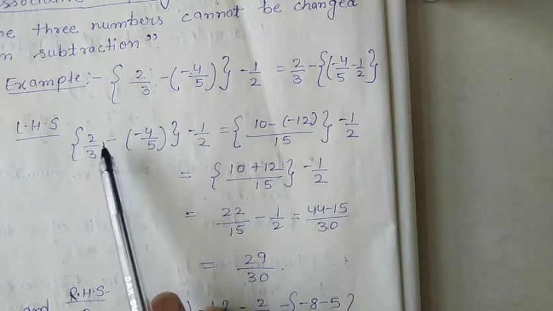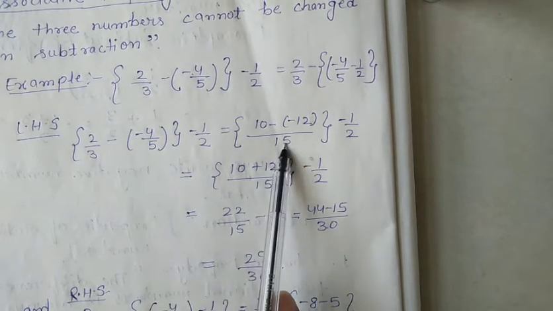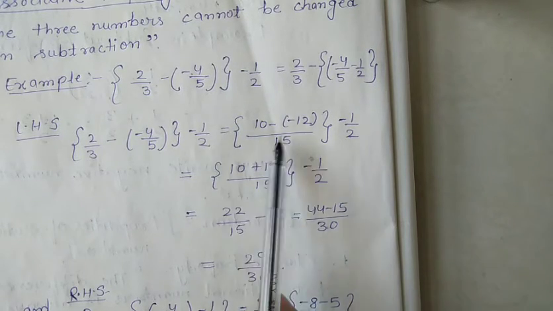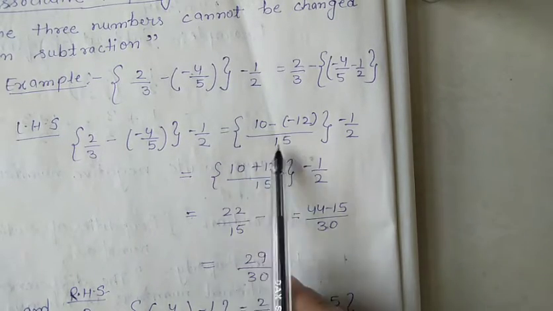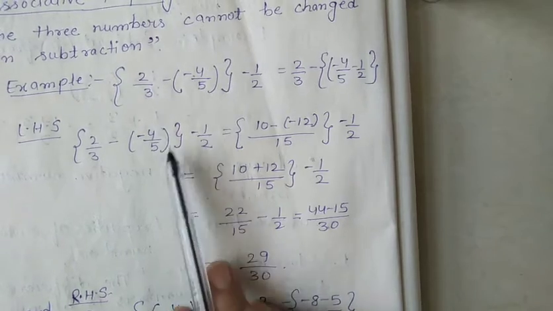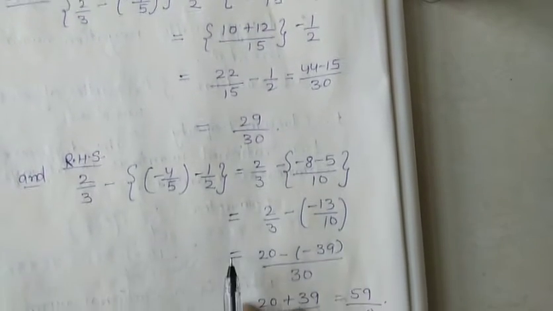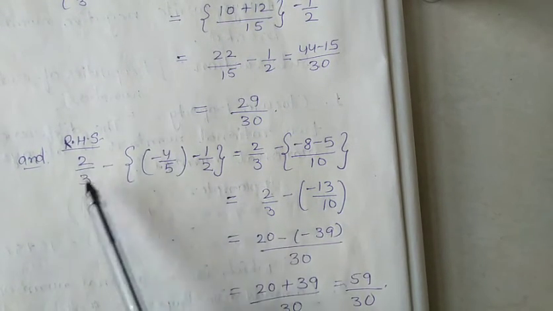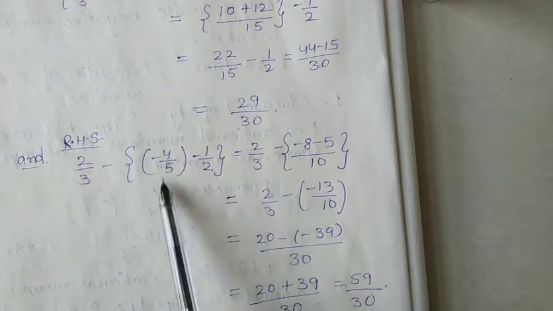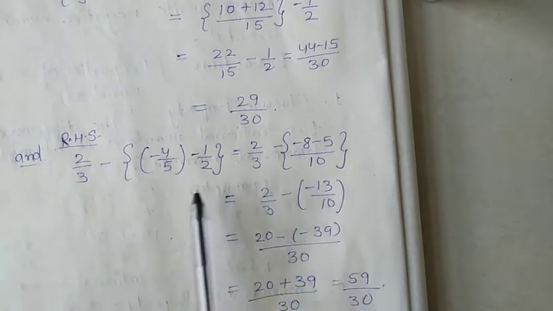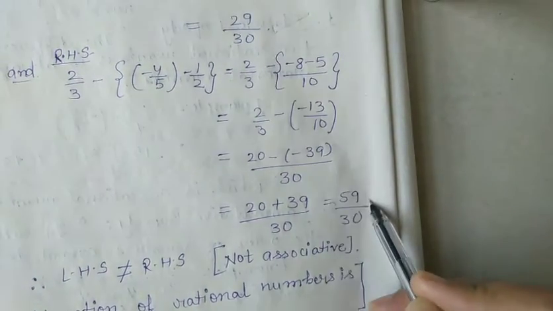and when we solve its LHS and RHS, the answer would not be the same. So first of all we solve these numbers by taking the LCM of 3 and 5, that is 15. 15 divided by 3 is 5, and 5 into 2 is 10, and 15 divided by 5 is 3, and 3 into 4 is 12, and when we solve this we get the answer 29 by 30. And in the same way the RHS, 2 by 3 minus 4 by 5 minus 1 by 2, so we solve the numbers inside the bracket first. By taking their LCM we got the answer 59 by 30. First we got 29 by 30 and then we got 59 by 30.